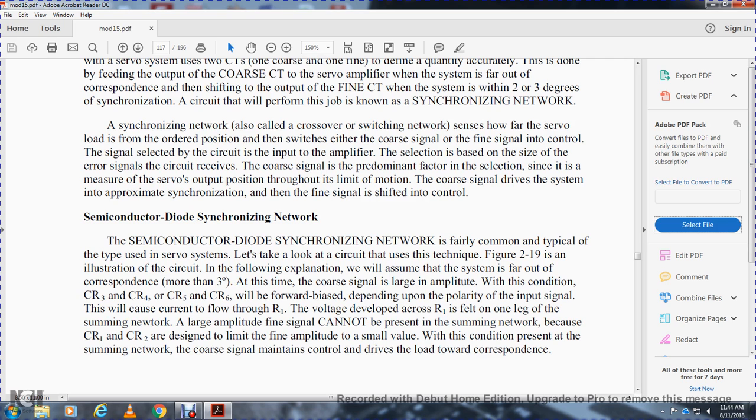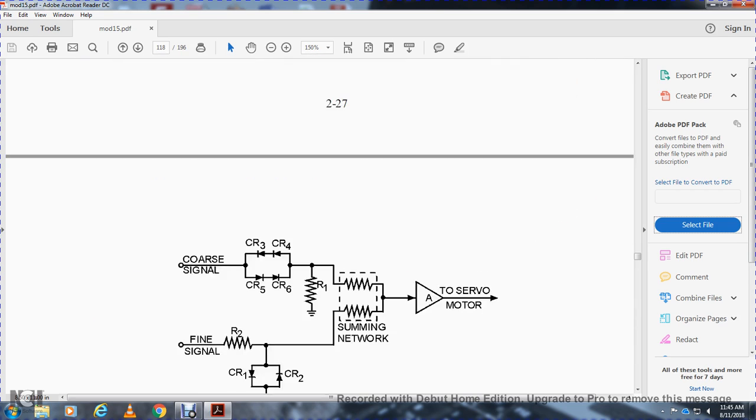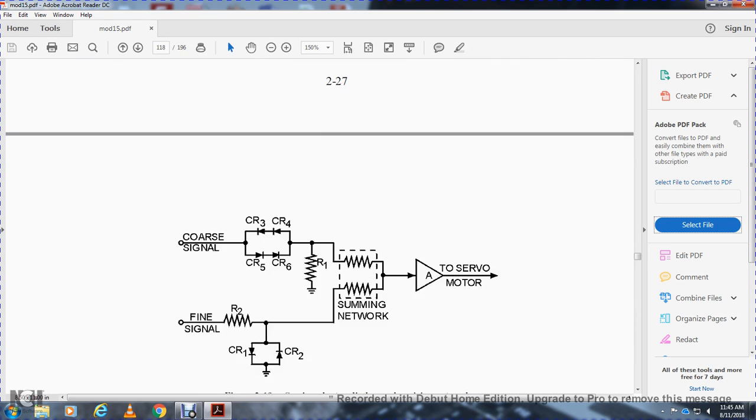are forward biased. Depending on the polarity of the input signal, they allow current to flow through resistor 1. The voltage developed across resistor 1 feeds one leg of the summing network. A large amplitude fine signal cannot be presented to a similar network because control rectifiers 1 and 2 are designed for limited fine amplitude, small values of the signal. The same summing network receives the coarse signal, maintained with the control device to drive the load toward correspondence. This shows the coarse signal going through the four-way control rectifiers 3, 4, 5, and 6 with resistor 1 to ground and into the summing network.